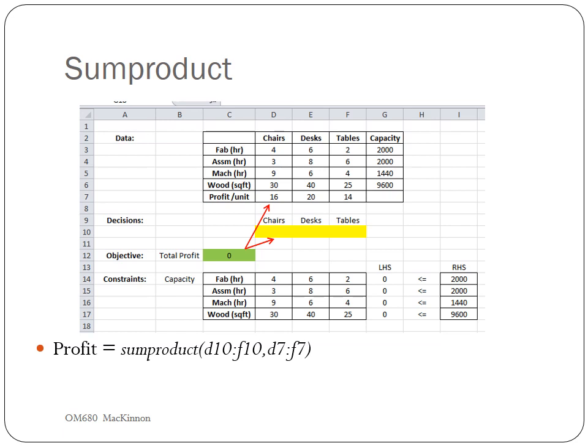Also, the left-hand side of the constraints will also use SUMPRODUCTs. For example, the fabrication hours used will be that row array 4, 6, 2 times the number of chairs, desks, and tables. All right. And the Solver will ensure that whatever decisions are made, the total will be less than 2,000 hours.